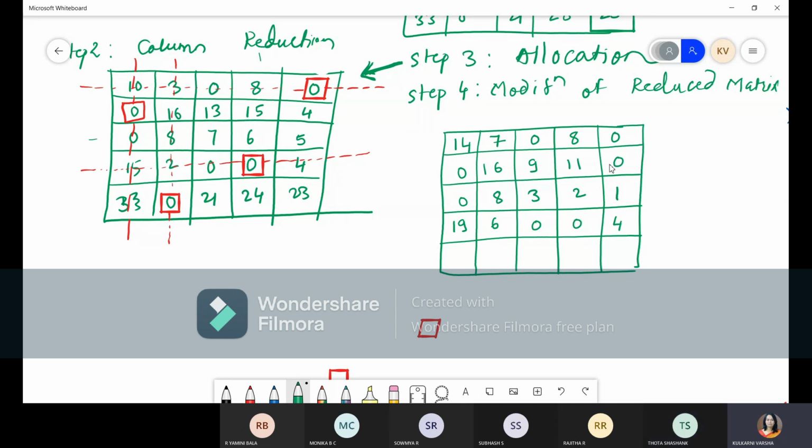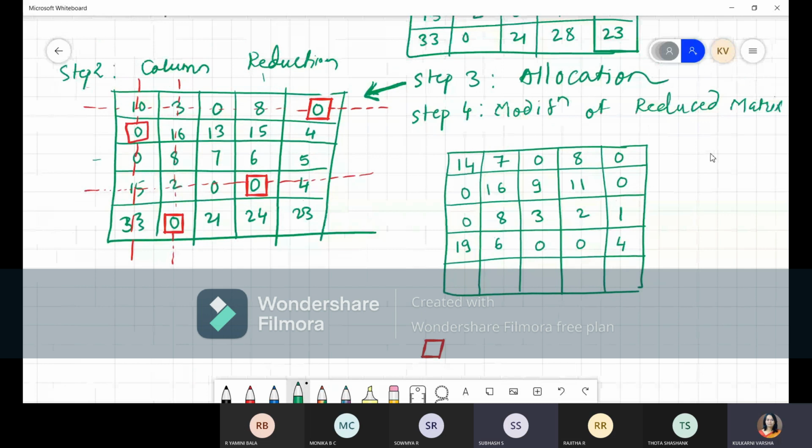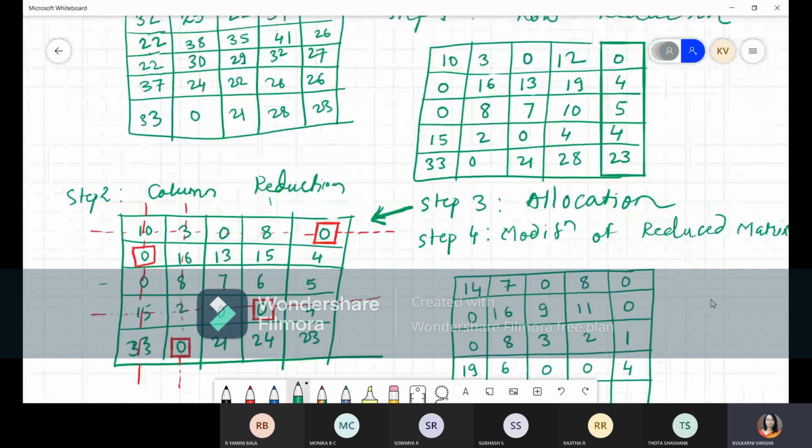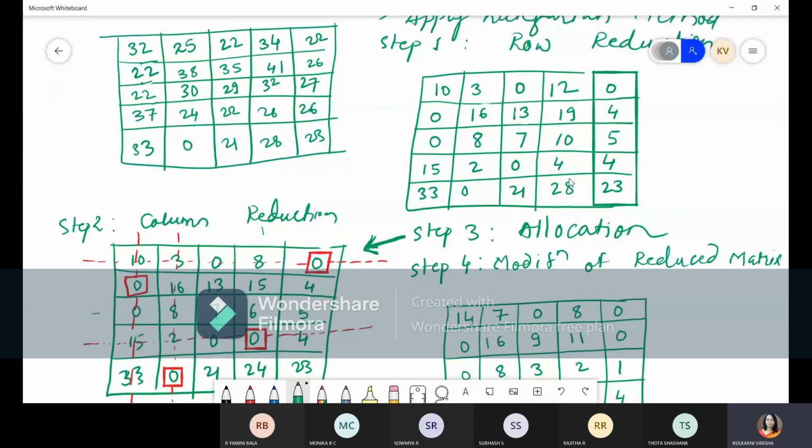10 minus 6. No, 4 is the lowest element, no? Ma'am, 10 minus... Column wise, when you check this, 4 is the lowest element. So 10 minus 4 will be 6 only over here. That's okay, there's 22. Okay, my bad.